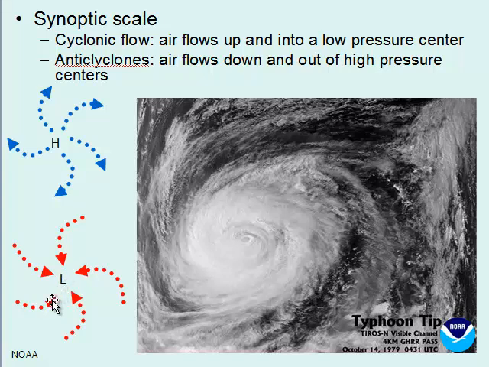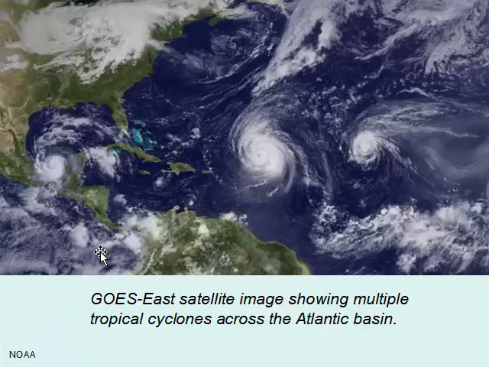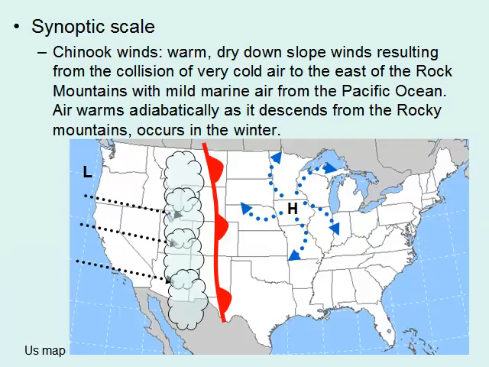So cyclones are what develop into things like typhoons, hurricanes, mid-latitude cyclones that we're going to talk about in the next video or so. And then here's just another image showing you what some of these cyclones can look like. There's tropical cyclones right here in the tropics, and you can see another cyclone, a mid-latitude cyclone, appear over the Great Lakes.